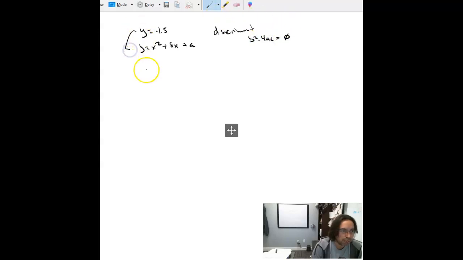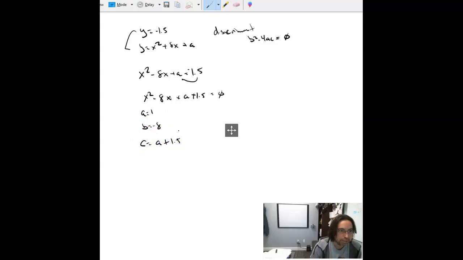We want to bolt these things together. So x squared plus 8x plus a equals -1.5. Move that over. So x squared plus 8x plus a plus 1.5 equals 0. So now we know the a term here is 1, the b term here is 8, and the c term here is a plus 1.5. So we're just plugging these values in. So 8 squared minus 4 times 1 times (a plus 1.5) equals 0.